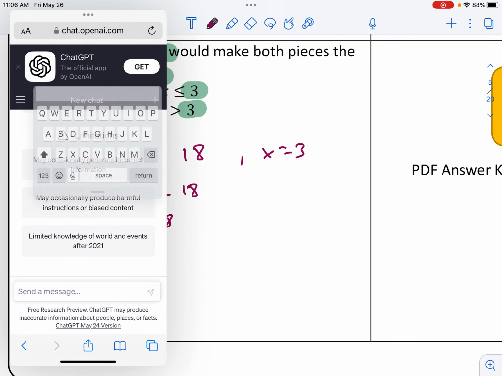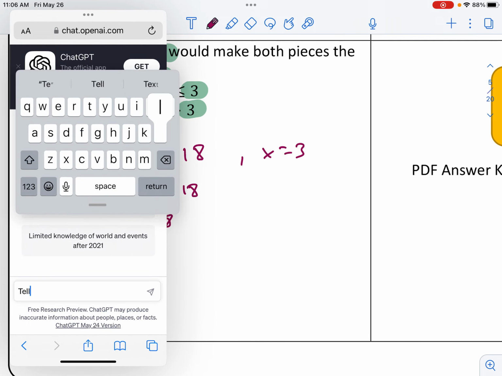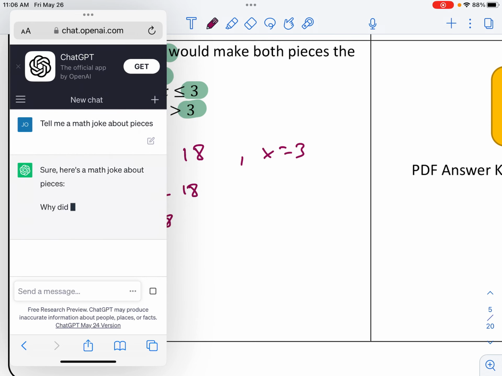Okay, well, let's do a math joke of the day with ChatGPT. Tell me a math joke, and let's just say about pieces. Let's just let ChatGPT figure out what that might mean. Tell me a math joke about pieces.